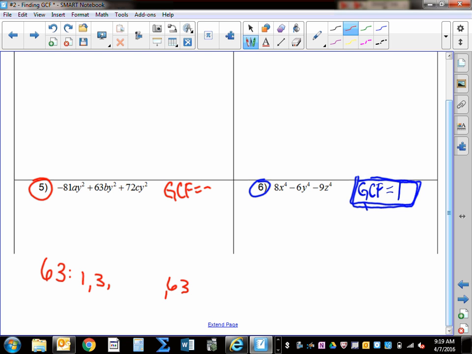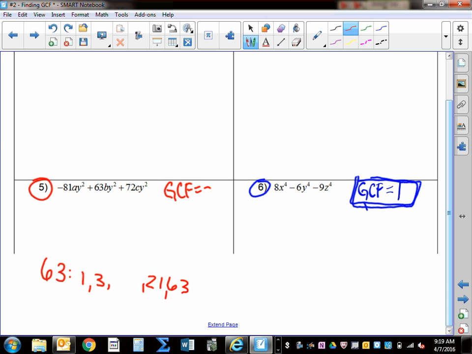3 times what gives you 63? 21. Good. 63 divided by 3 is 21. Alright? Does 4 work? No. Since this is odd, none of my even numbers are going to work. So 4 won't work. Does 5 work? No. Multiples of 5 always end in 0 or 5. That's another shortcut. What about 6?